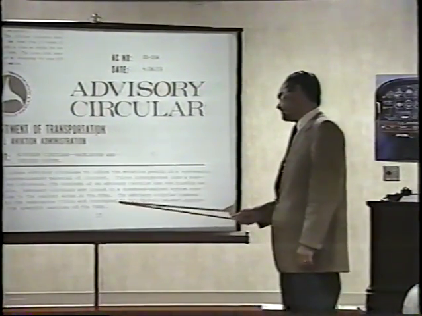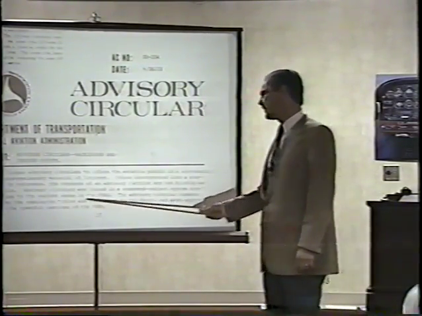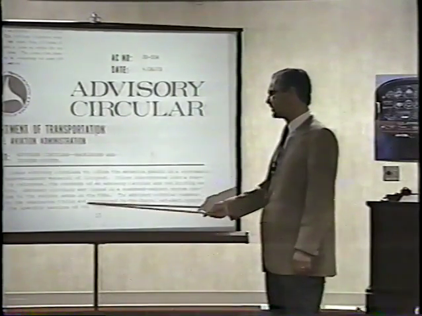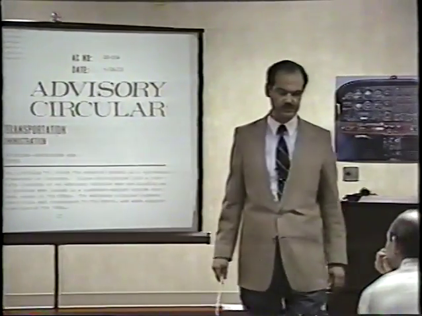So it says that the advisory circulars are issued in a number subject system corresponding to the subject areas in the FARs. The advisory circular numbers relate to the subchapter titles and correspond to the parts and, when appropriate, the specific sections of the FARs.